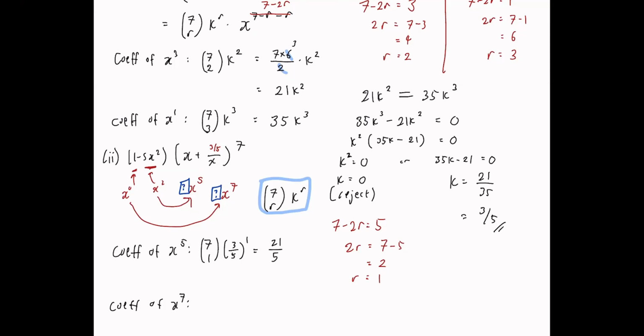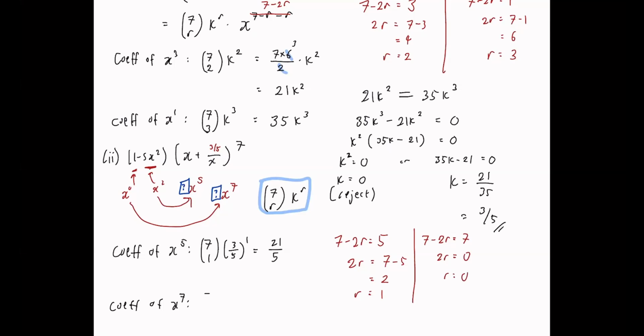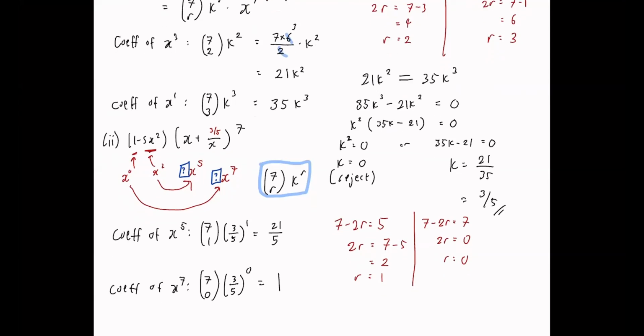Next one, power 7. Power 7 means I'll have to equate my 7 minus 2r to 7. Solve for r. Get a 0, r equals to 0. So 7 choose 0 times 3 over 5 power r, which is 0. I think that's just a 1. Correct? Okay, then now you just need to multiply.